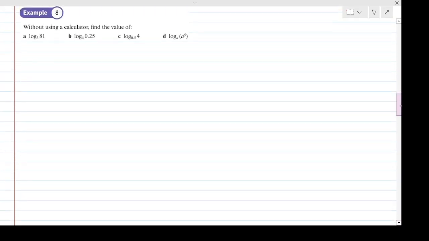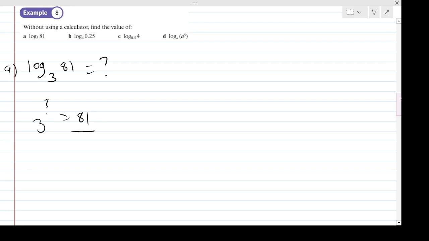Okay, then it says, without using the calculator, find the value of the log. Firstly, the log base 3 of 81. So, as an exponential, well, we want to find out what it's equal to, right? What's the output? Okay, so question mark. But what this is saying is that our base of 3 is raised to this mystery power, and it equals 81. Well, how can we find this mystery power?